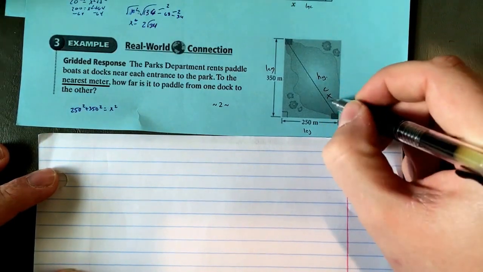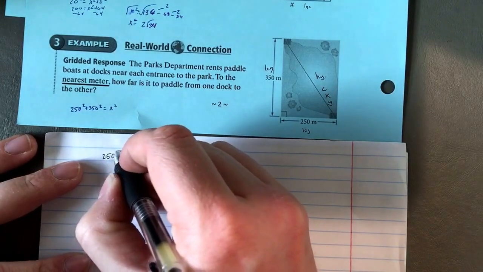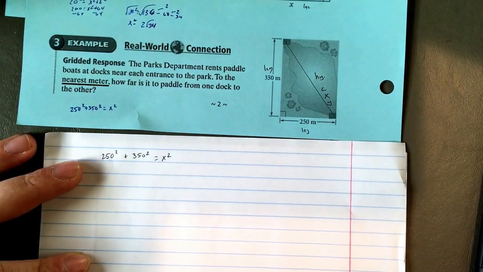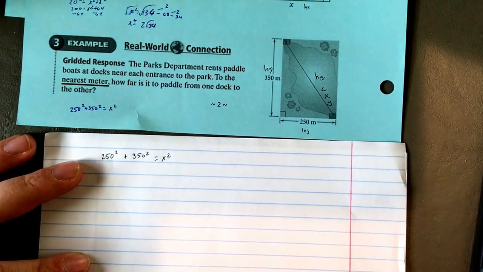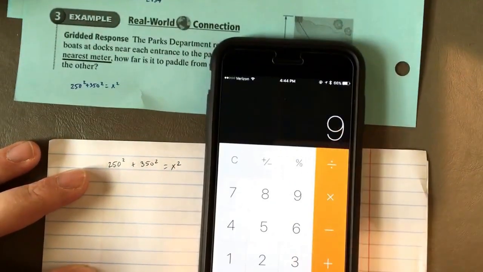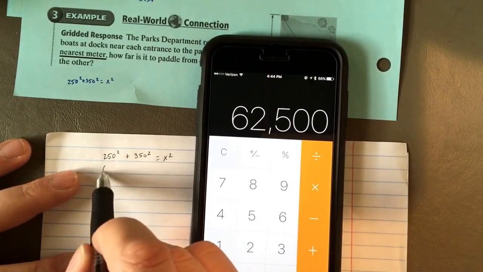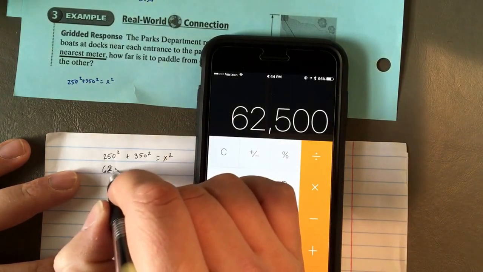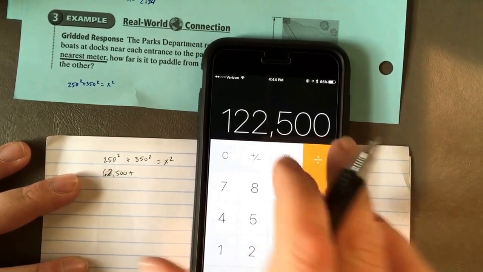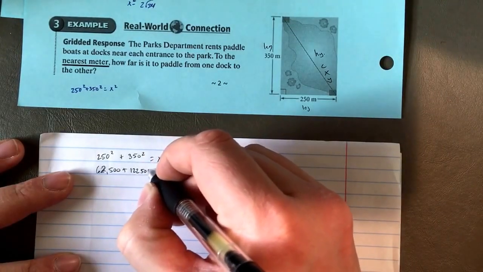We can call it C, we can call it X, we can call it Y, we can call it whatever we want. So let's do this. We've got 250 squared plus 350 squared equals x squared. Right off the top of the bat, we don't really know what 250 squared is, so let's pull out our calculators. 250 times 250 equals 62,500. And 350 times 350 is 122,500.